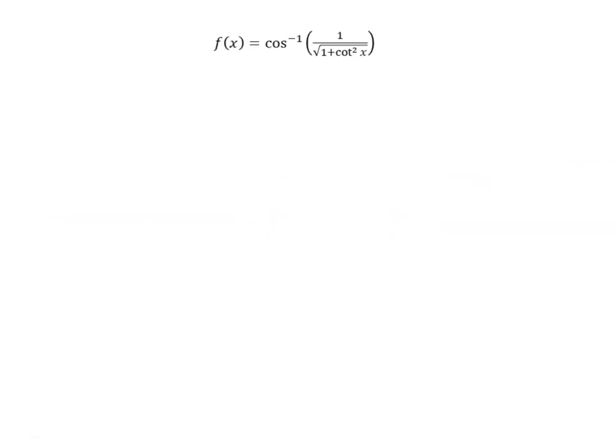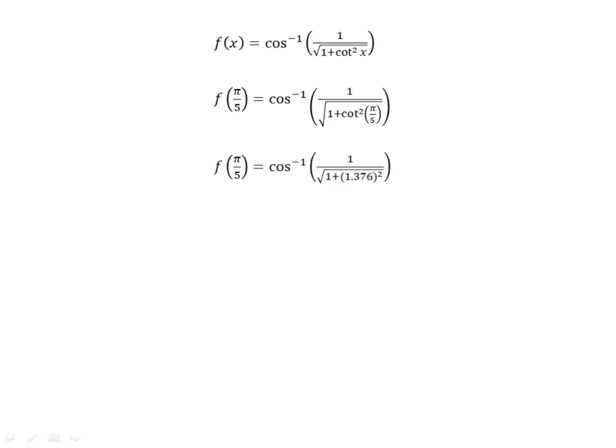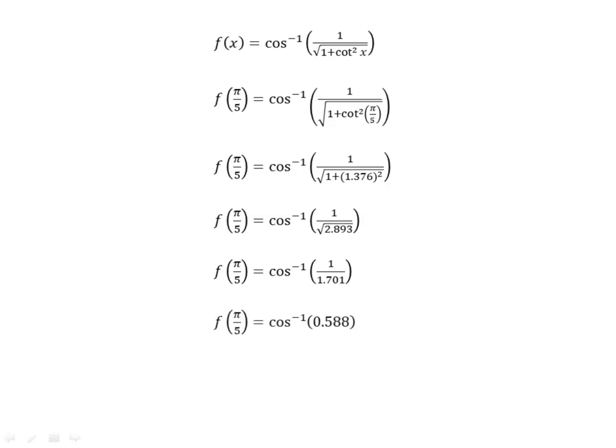Suppose I gave you this function and asked you to find its value for x equals pi over 5. Well, you might do something like this. You'd substitute pi over 5 for x. You'd look up the value of the cotangent to be approximately 1.376. You'd square that, add 1, take the square root, do the long division, look up the arc cosine of 0.588, and finally come out with an answer of approximately 0.942. Well, that's the correct answer, and it is, of course, what you were asked to do.